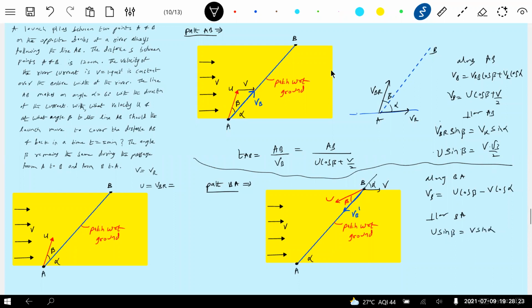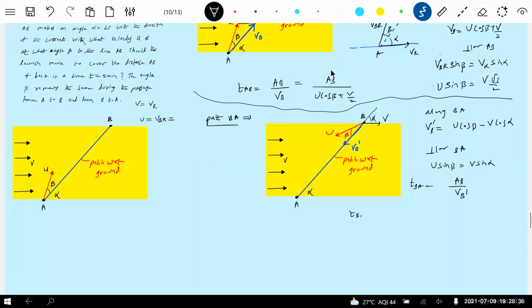So what is the time taken to move from B to A? It should be equal to AB by VB dash. What is VB dash? You can write it as U cos beta minus V sin alpha. The total time is given for this. What is the total time? TAB plus TBA. TAB is AB by U cos beta plus V by 2.